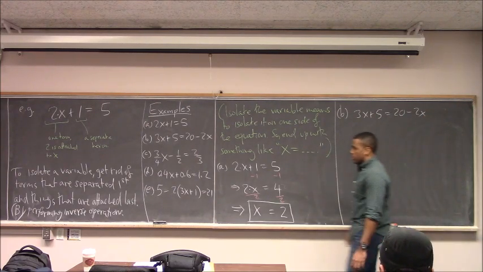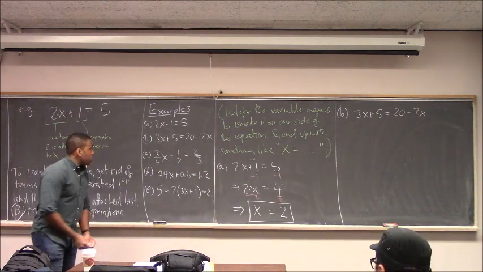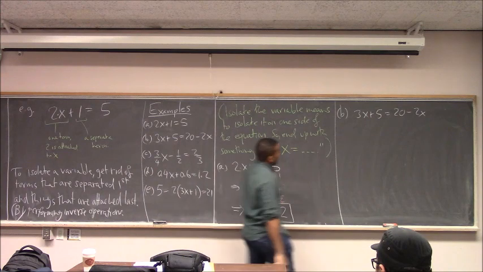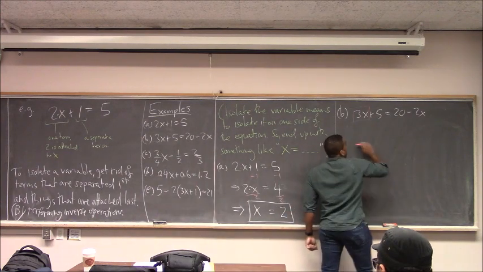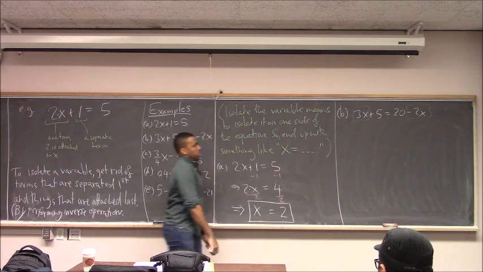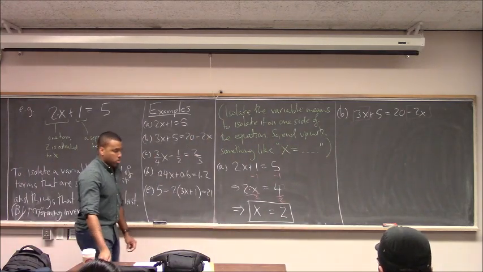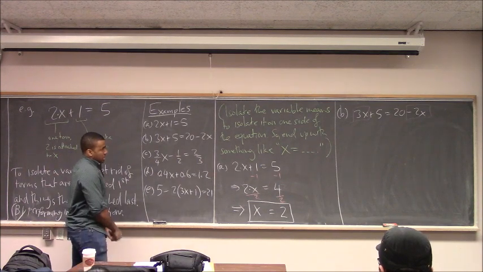We're in a similar situation, except the variable that we want to solve for is in several locations. It's over here attached to a 3, and it's also over here attached to a -2. To isolate the variable means we want to get all the variables on one side, and so I can use properties 1, 2, and 3 to get this done.